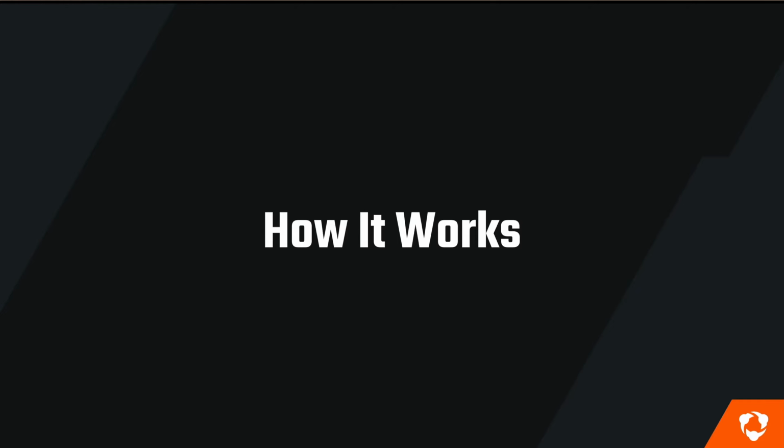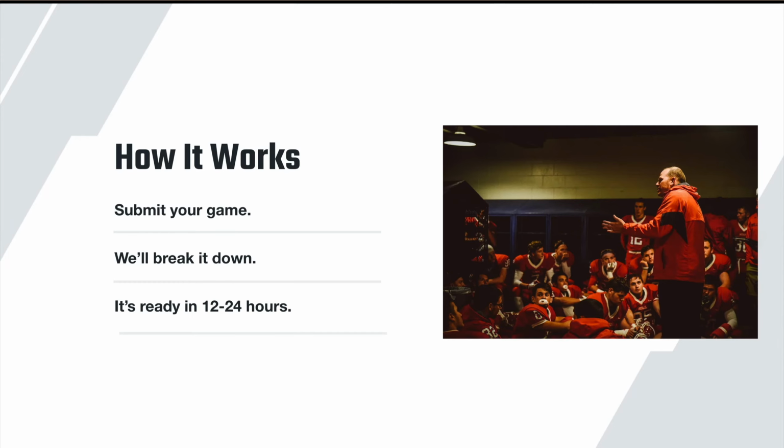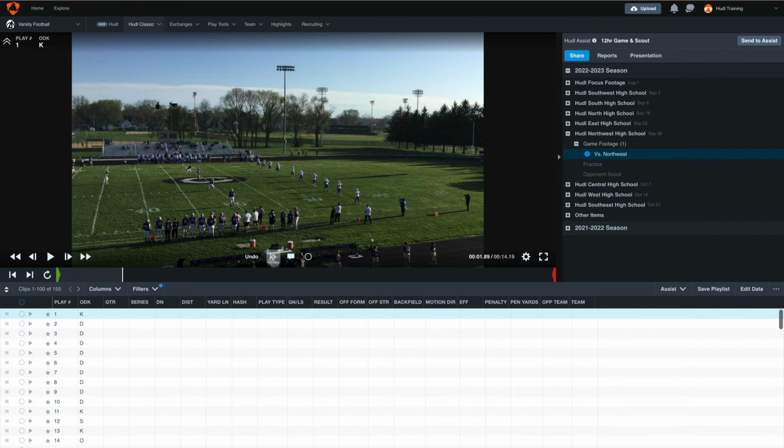Next, let's go over how Huddle Assist works, including how to send your games to Huddle Assist and how you know when your games are done being broken down. So here's a look at how the process works. First, you'll submit your game to us, we'll break it down, and it'll be ready within 12 to 24 hours depending on your package. To submit a game to Huddle Assist, you'll need to use a computer or a mobile browser from your video library. You will not be able to submit to Huddle Assist from the Huddle or Huddle Sideline app.